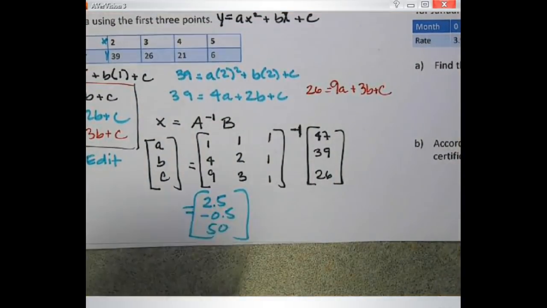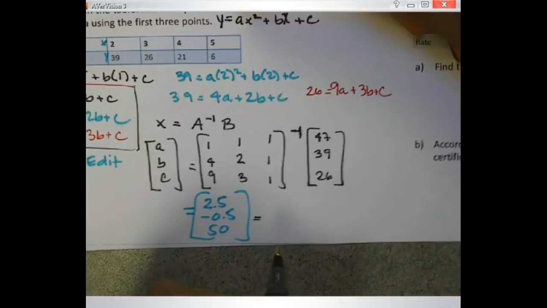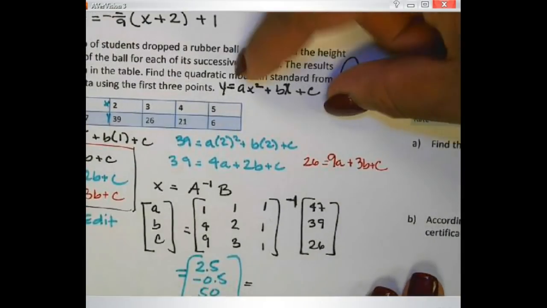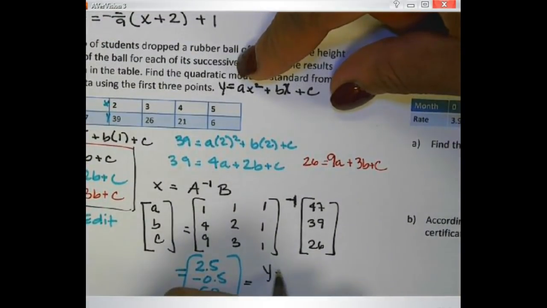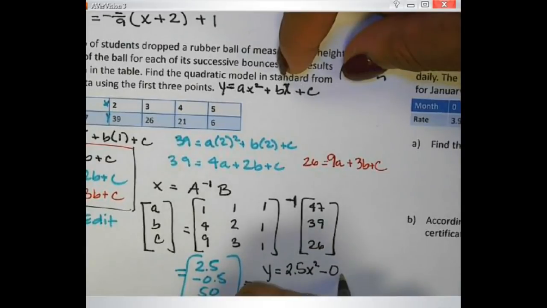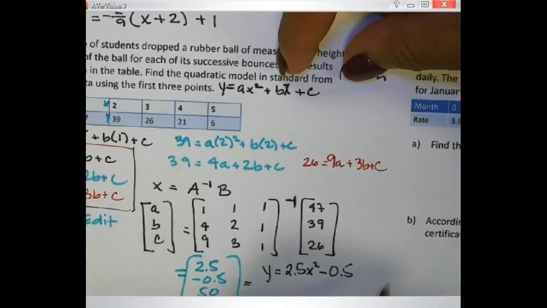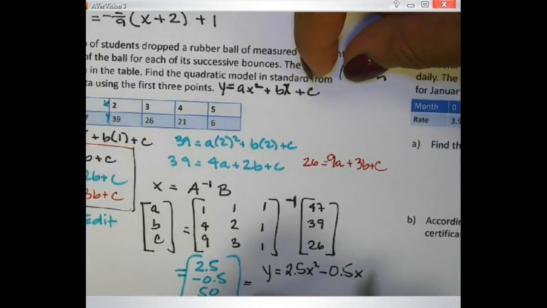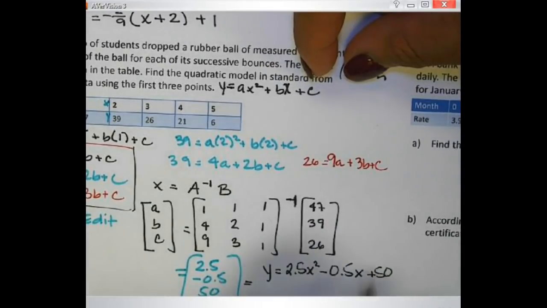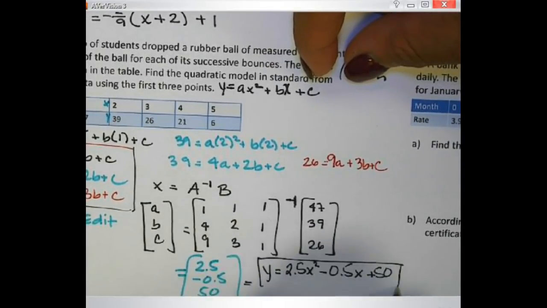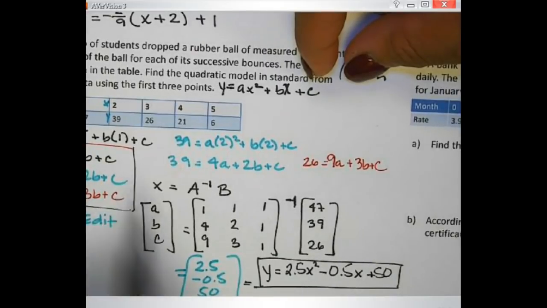With that, I can write down all of my information. Going back here, right here, y is equal to A, 2.5, x squared, minus the b, 0.5. I put minus because it's a negative number. X, and then plus c. This is the model that represents at least the first 3 data points.